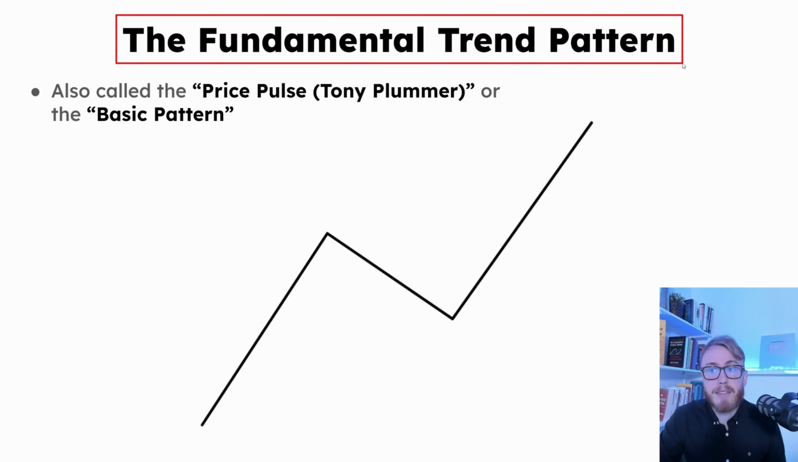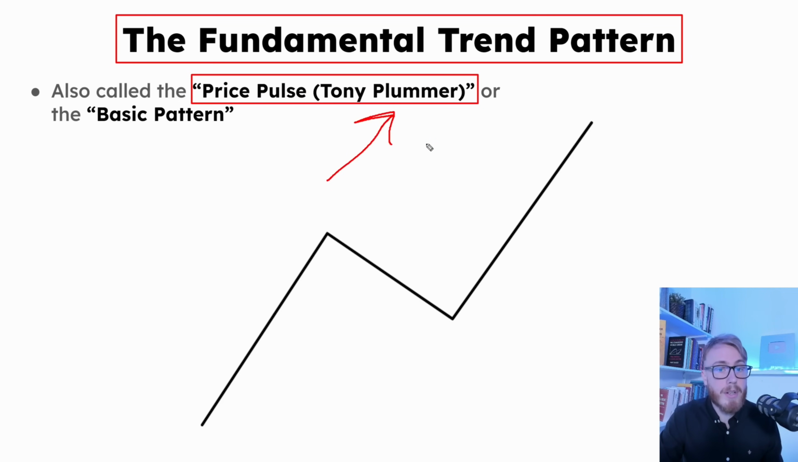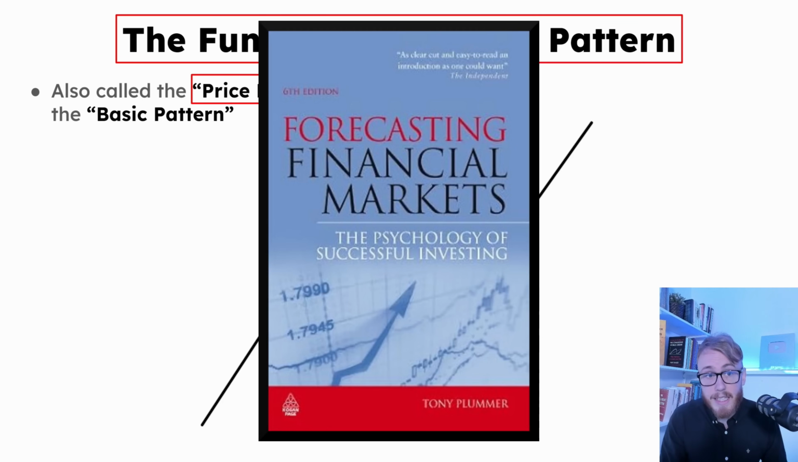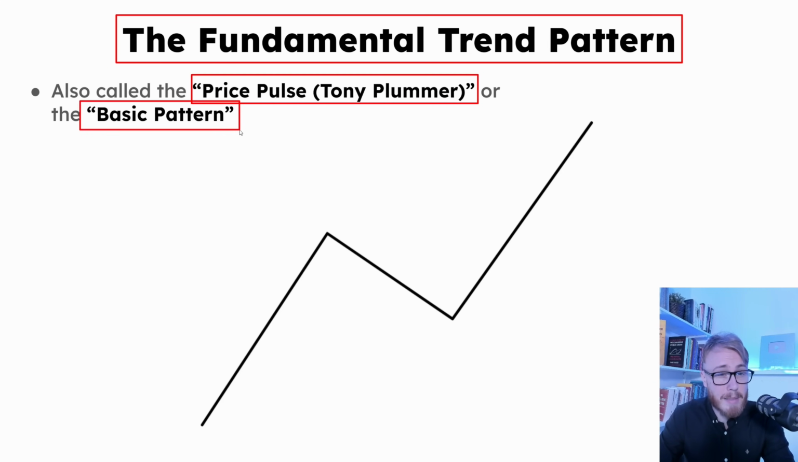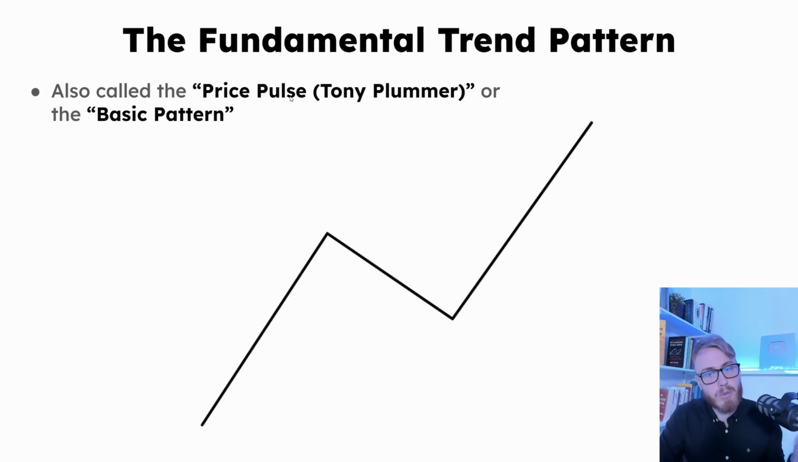This pattern has many different names. I call it the fundamental trend pattern, but other traders will call it different things. It can be called the price pulse, and Tony Plummer has written quite extensively about this. So if you want to read more about this pattern, you can look up Tony Plummer, but some traders also call it the basic pattern, some traders call it the ABC pattern, and so on. So unfortunately this pattern has many different names, but the name here is not really important.